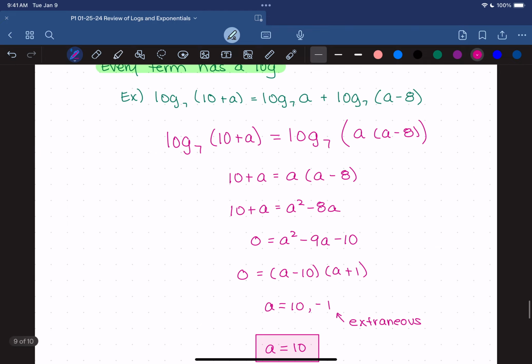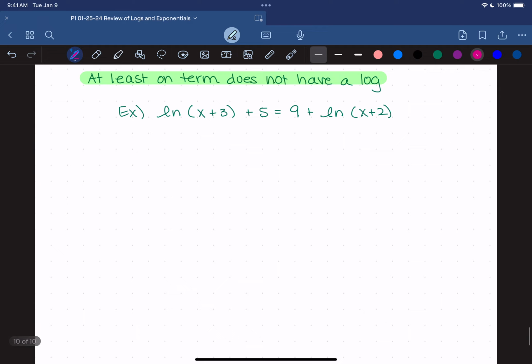All right, final problem. What if there's at least one term without a log? Well, the easiest way to solve it is get everything with a log on one side and everything without the log on the other side. So I'll get the logs on the left side. I have natural log of x plus 3, and I'm going to move this log to the other side by subtracting it. So it'll be minus natural log of x plus 2. And then I already had the 9 on the right-hand side. I want to move this plus 5 to the right side, so I'm going to subtract 5.